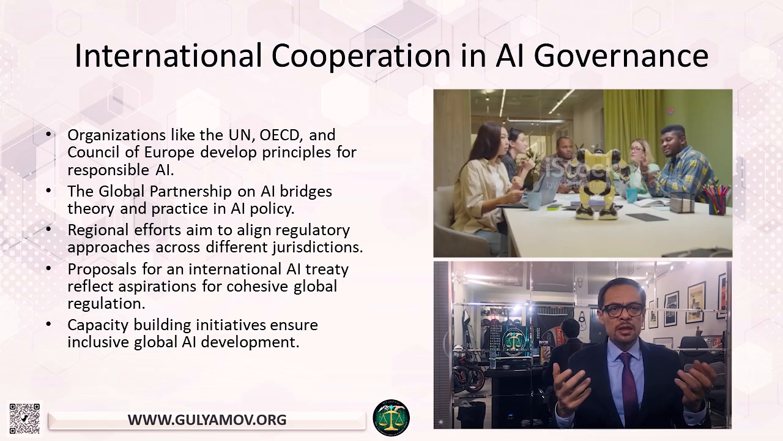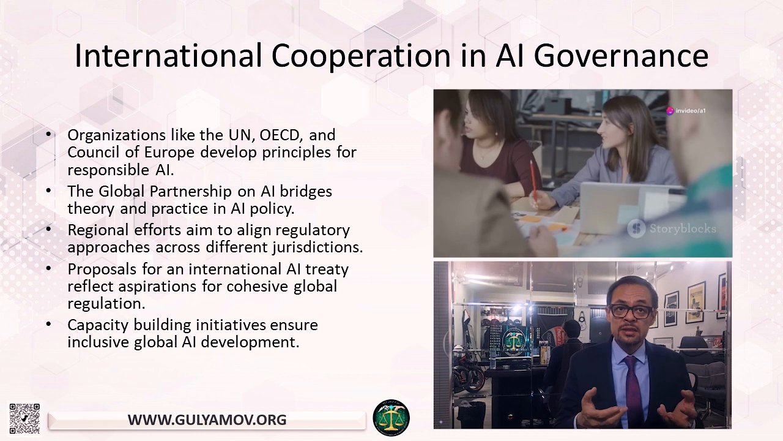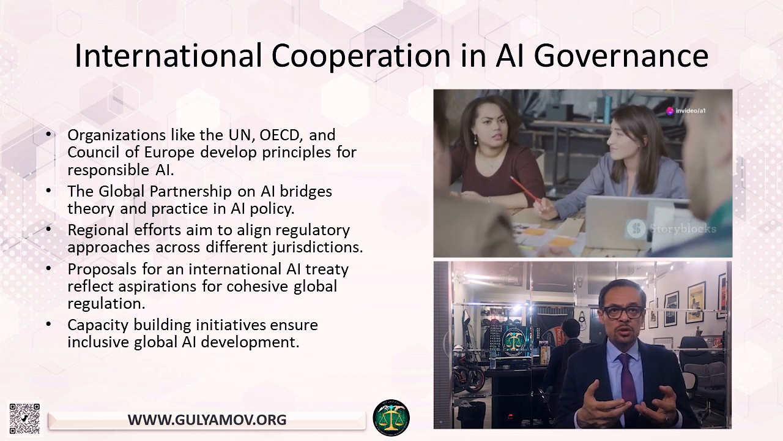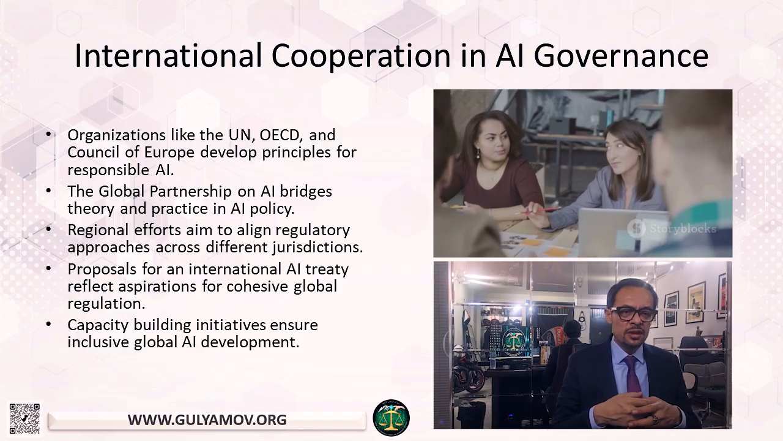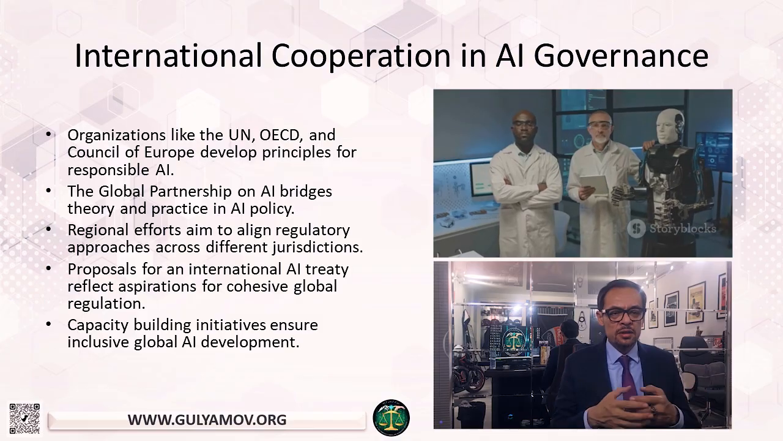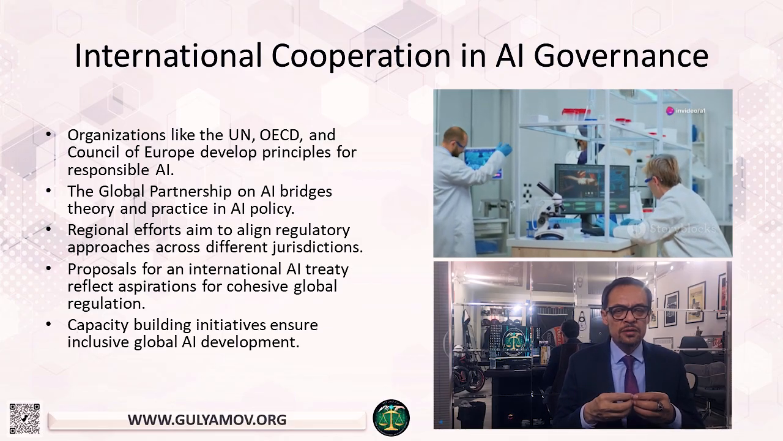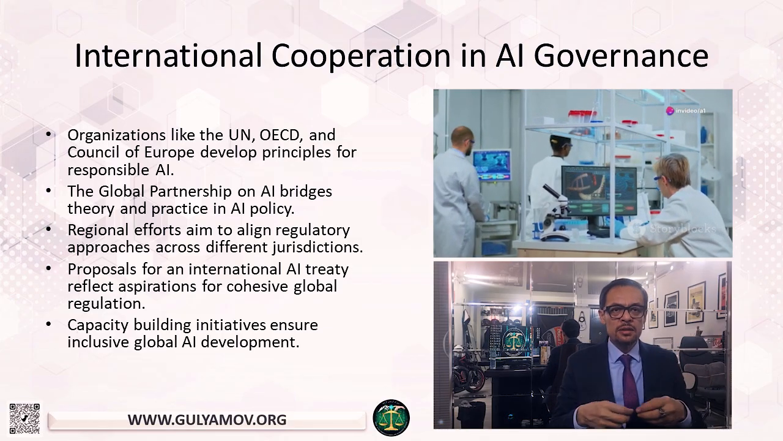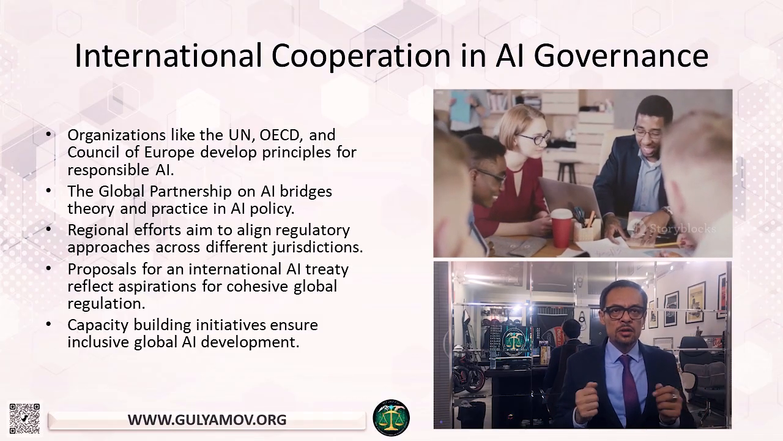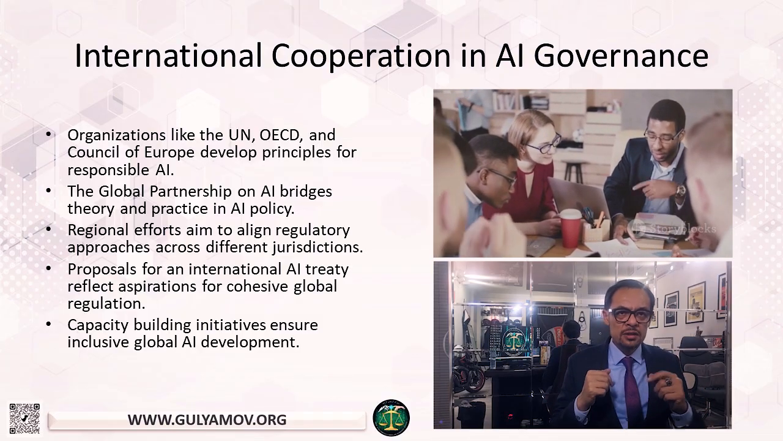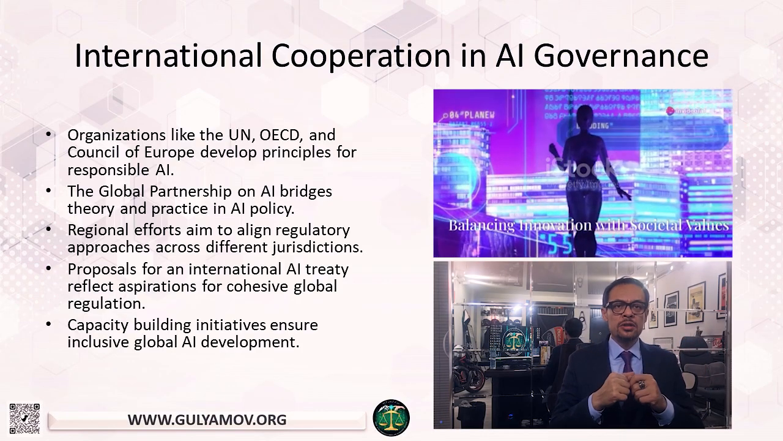International cooperation in AI governance, as our slide highlights, is shaping the global landscape of AI regulation. Organizations like the UN, OECD, and Council of Europe are at the forefront, developing principles for responsible AI that transcend national boundaries. The Global Partnership on AI represents a crucial bridge between theoretical frameworks and practical policy implementation. Regional efforts aim to align regulatory approaches, recognizing AI's inherently transnational nature.